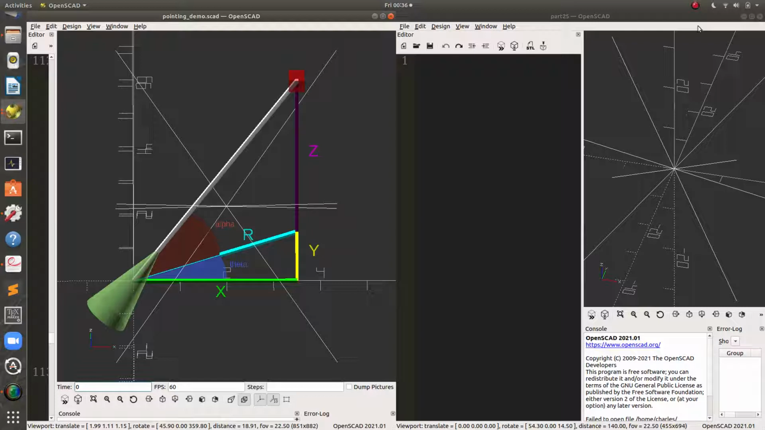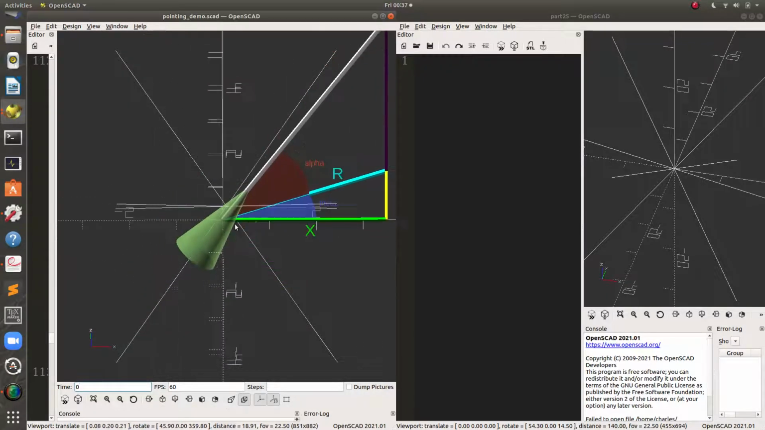In this part, we're going to be talking about pointing, which is getting certain objects to point at certain points in space. So essentially, this green cone here, we want to point at this red point here. Let's get started. To start, I've put together a little demo to demonstrate what this should look like.